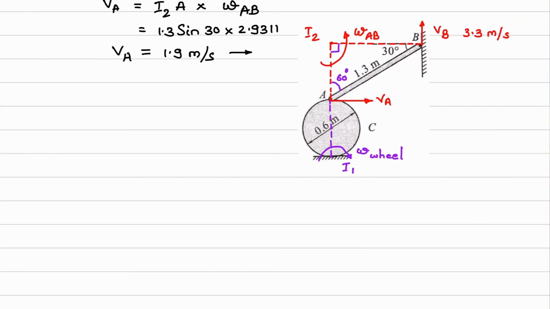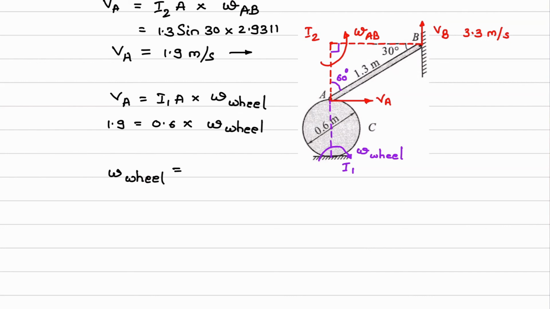So I'll write down the equation. VA is equal to I1A into omega of wheel. The VA value we have calculated is 1.9, equal to I1A, the diameter given, 0.6, into omega of wheel. So omega of wheel is equal to 3.1666 radian per second. What is the direction of this omega? Clockwise.